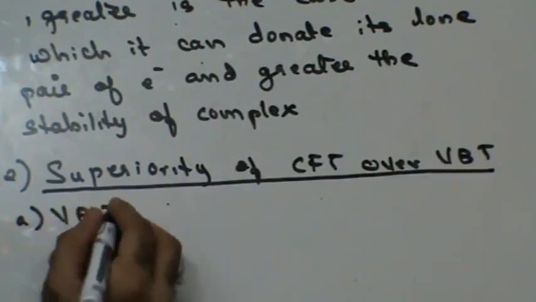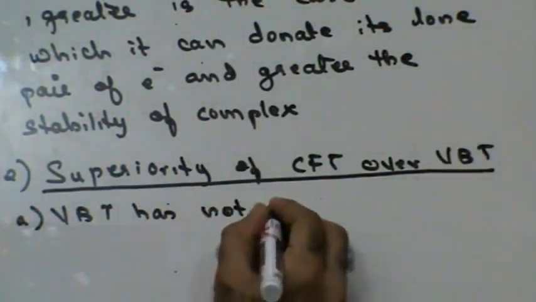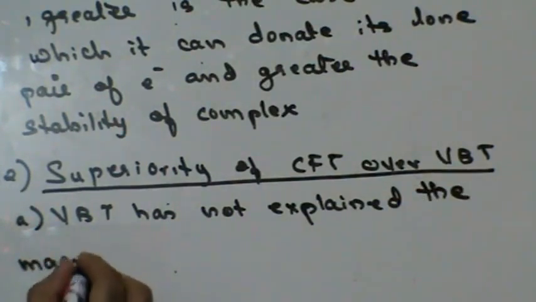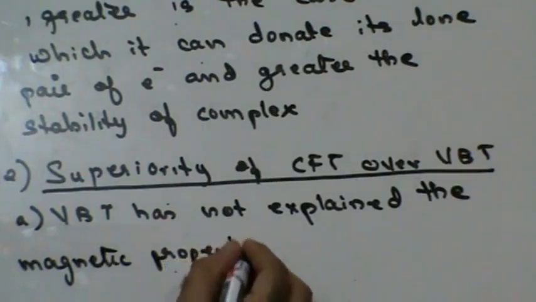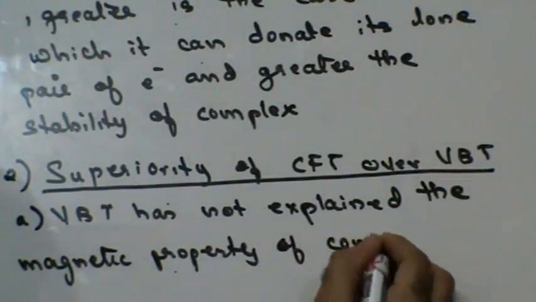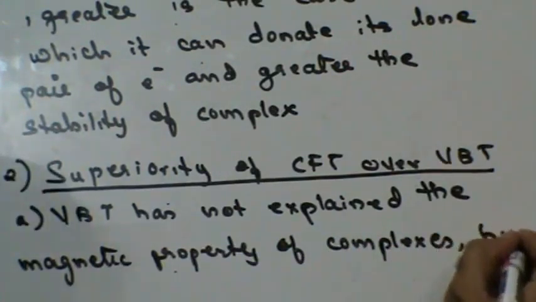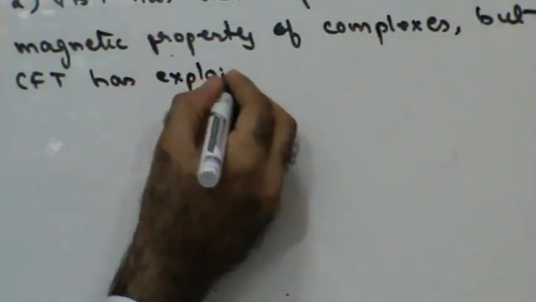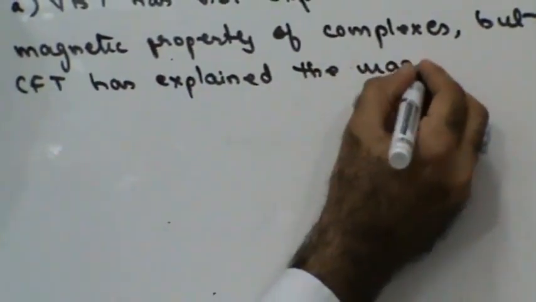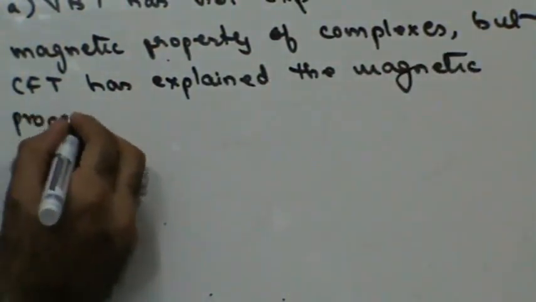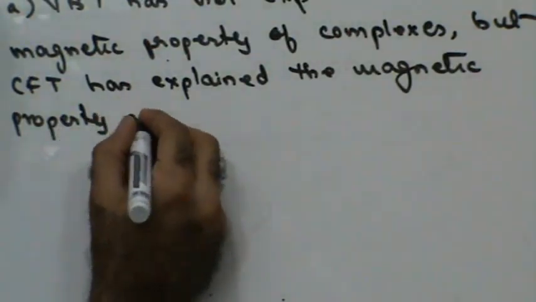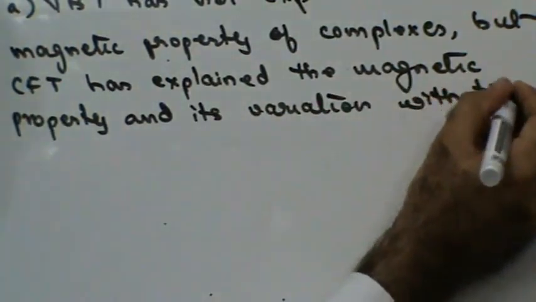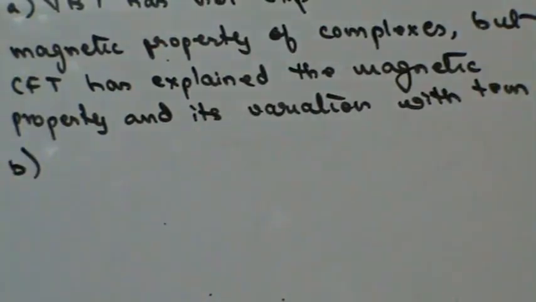First, the valency bond theory has not explained the magnetic property of complexes, but crystal field theory has explained the magnetic property and its variation with temperature. That's the first superiority of the crystal field theory over the valency bond theory.